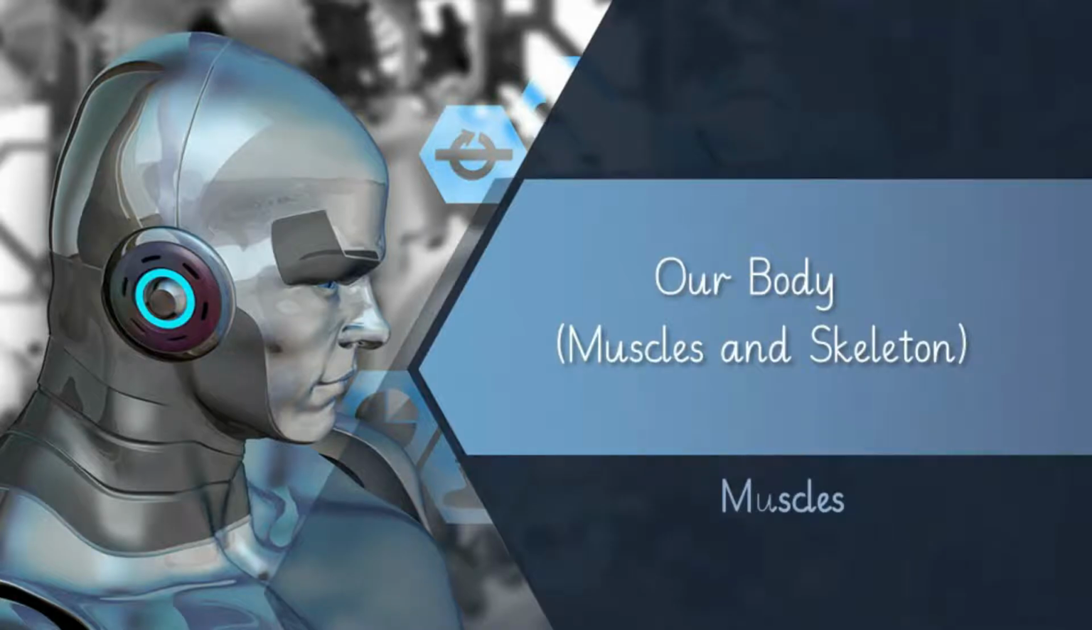Our body, muscles and skeleton. As you know, this is the first chapter of our science textbook and we have done two of the main topics from this chapter, bones and skeleton. Today we are going to do another main topic, muscles.